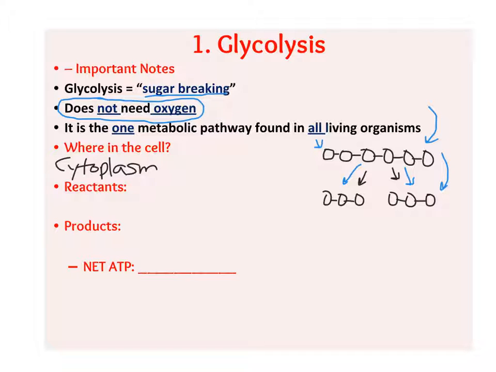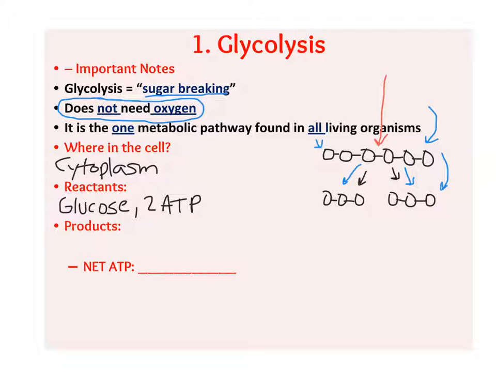Now, what are the reactants? Of course, you need a glucose molecule. That's the most important. You need a glucose molecule. You need 2 ATPs because in order to split that glucose molecule in half, it takes energy. It requires 2 ATP energies to split it into the 2 3-carbon pyruvates.